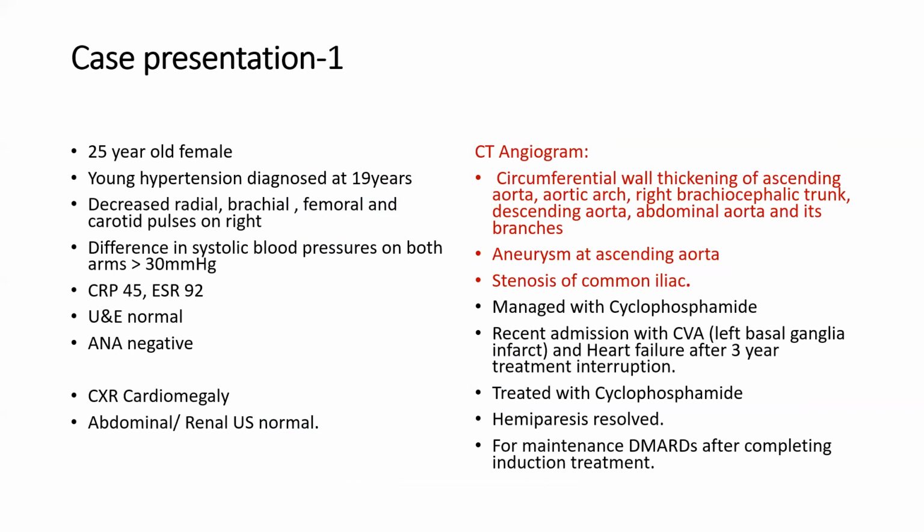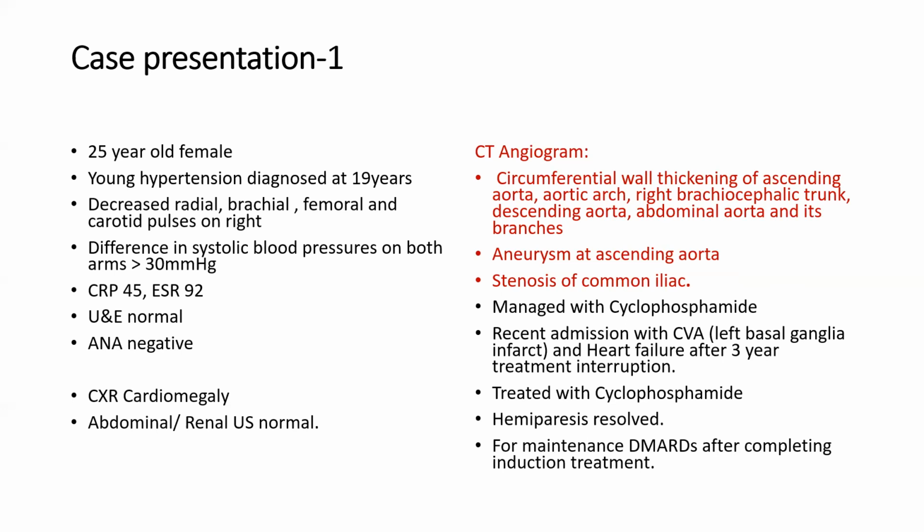And on evaluation of her hypertension as a possible secondary hypertension, she was noted to have decreased pulses on the right side, the radial, brachial, femoral, and carotid pulses. And also there was a discrepancy in the blood pressures in both arms. On blood investigation, she was noted to have increased acute phase reactants with ESR of 92. Her renal function was normal. She was ANA negative. Her chest X-ray showed an increased cardiothoracic ratio, likely from her hypertension, and her renal ultrasound was normal.